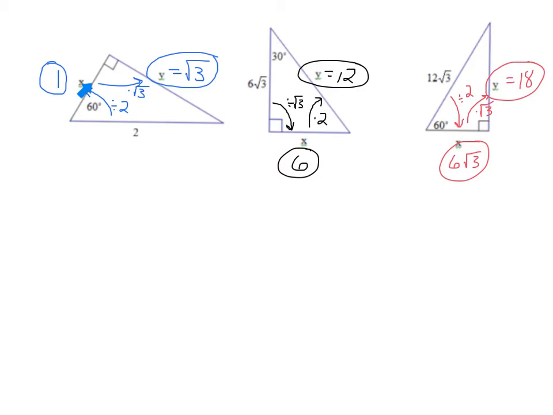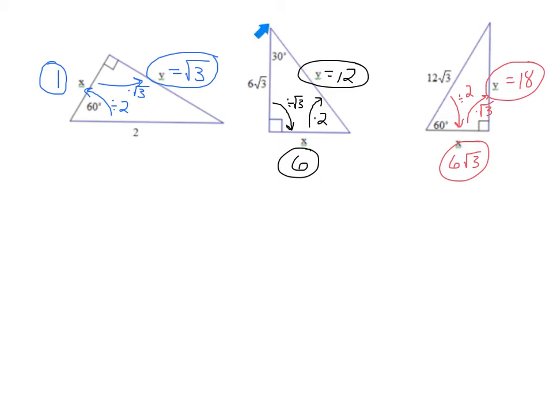Now that I've got my short leg, I can use that to find my long leg. Going from a smaller to a larger value, you multiply by the square root of 3, because that's the magic number for the long leg. So 1 times the square root of 3 gives me the square root of 3.